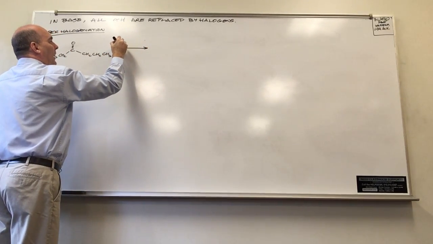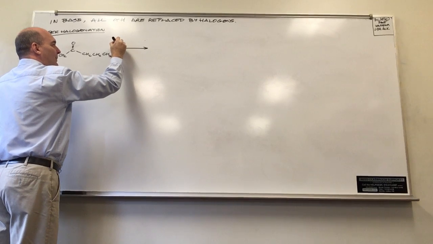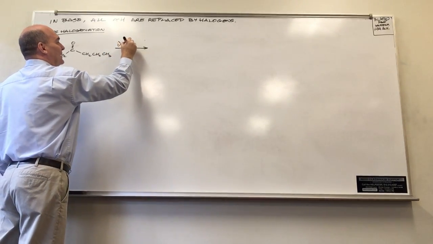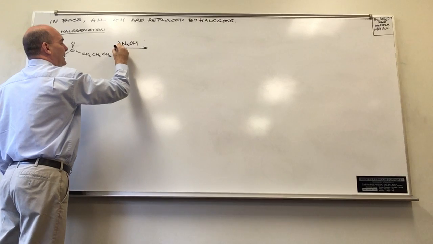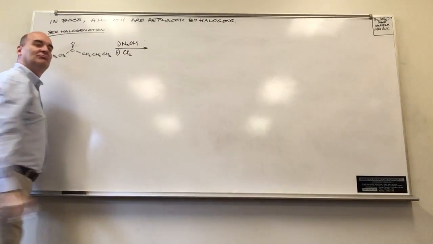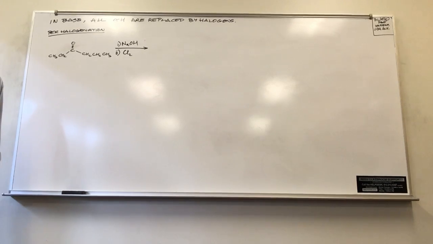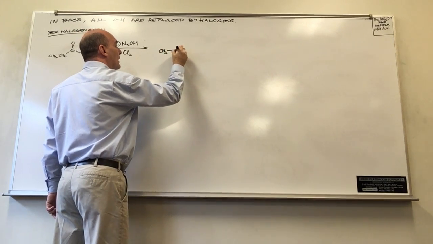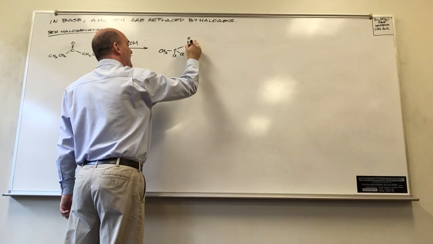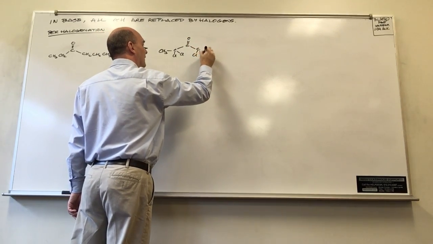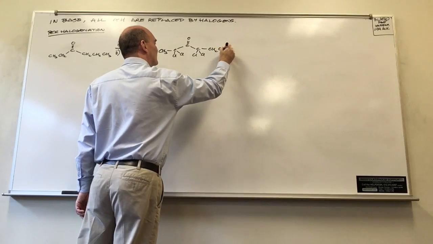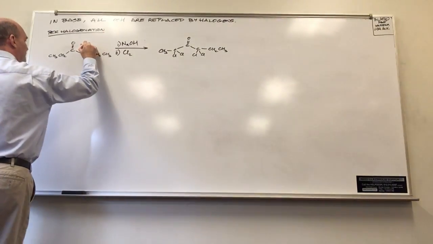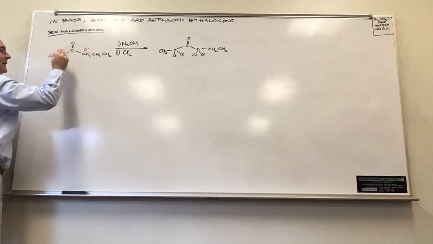If I put this in with base, give me the name of a base. Yeah, that'll do. Sodium hydroxide. And then chlorine. I get all of the alpha positions to go. I got alpha hydrogens here, and I got alpha hydrogens there.